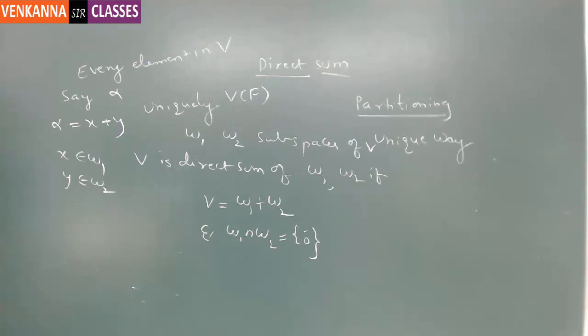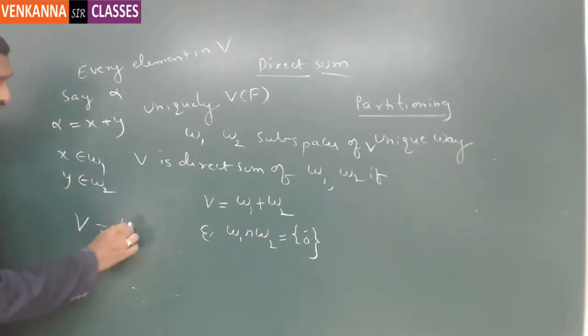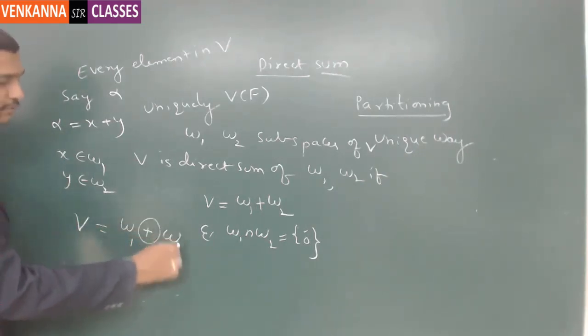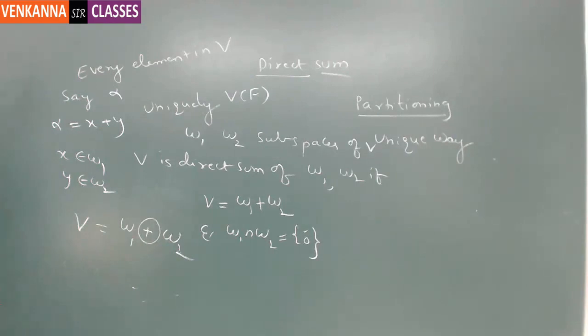For this we simply say that V is equal to W1 direct sum W2. That means every element in V can be written as the sum of two values, and the intersection of the two sets is nothing but 0. So symbolically we write it as V equal to W1 direct sum W2. This symbol indicates the direct sum. You can extend this concept to any number of subspaces, W1, W2, W3, W4, so on, Wn. But generally we do the problems with two sets.